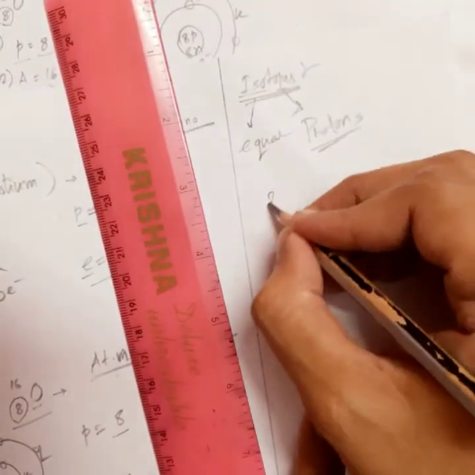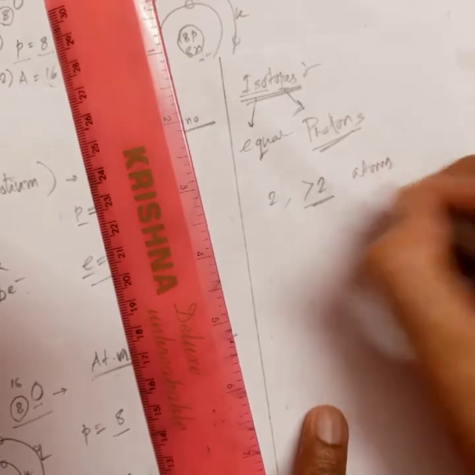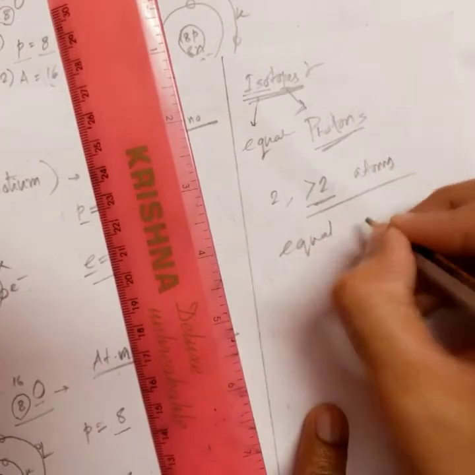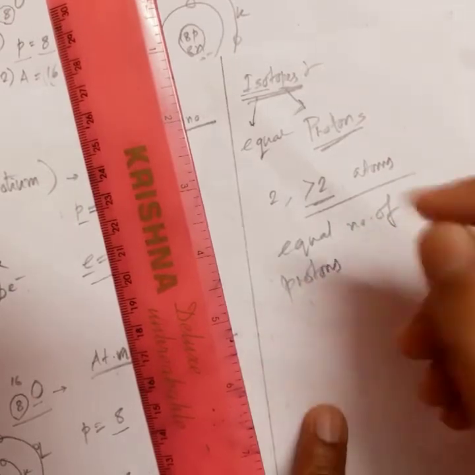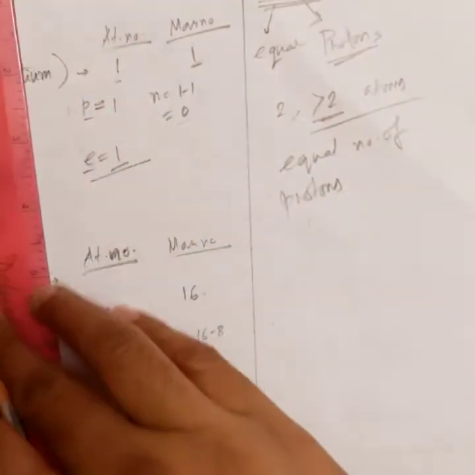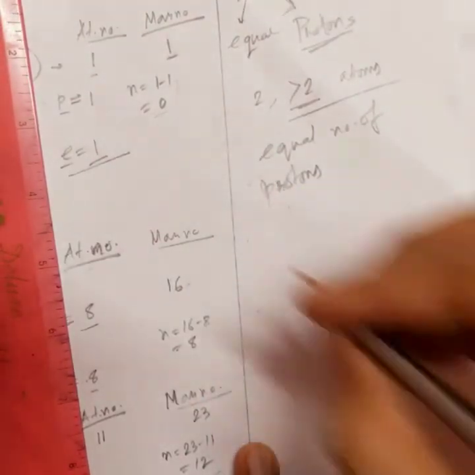So if you have two or more atoms which have an equal number of protons, then they are called isotopes. Okay, so let us have a look at some examples.